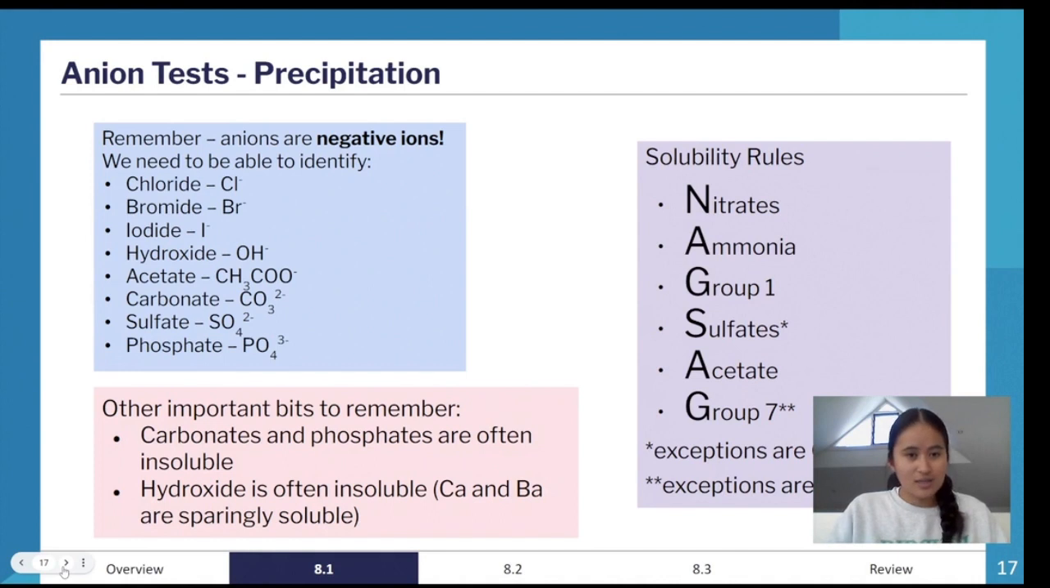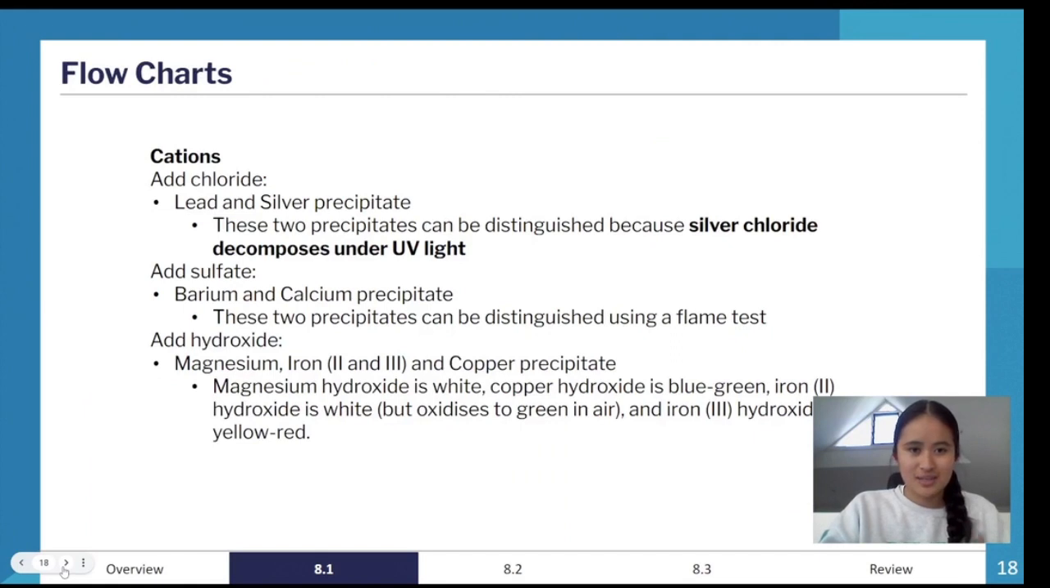So another thing is, we'll see this in another slide, but if you have a carbonate ion, it will react with acid, because if you remember from year 11, acid-carbonate reactions produce carbon dioxide. So a test to figure out if it's a carbonate is you add an acid to it, and it forms bubbles, and those bubbles are carbon dioxide. But we'll get to that.